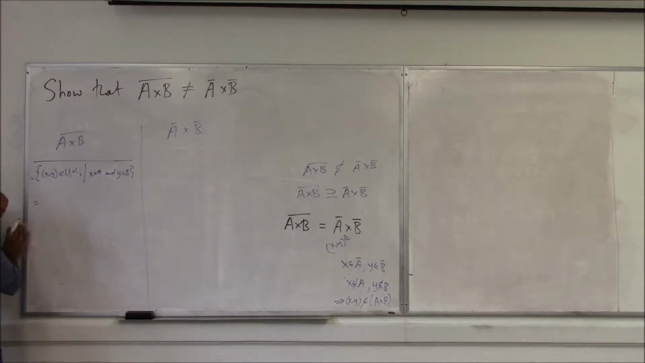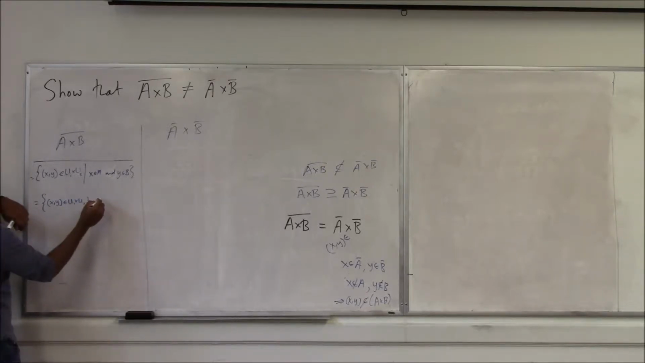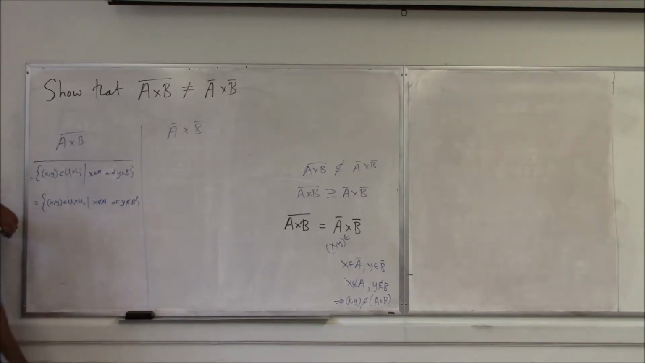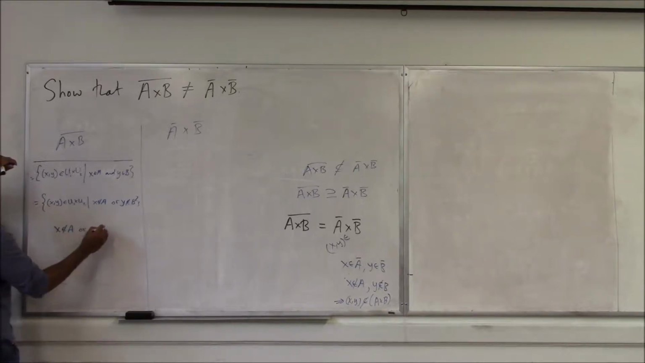Right? So what does that mean? It means I'm talking about the set of coordinates, and you can even think of this as me applying De Morgan's law, such that either x is not in A or y is not in B. Right? So basically, if I'm looking at values here, the important condition is my x is not in A or my y is not in B.